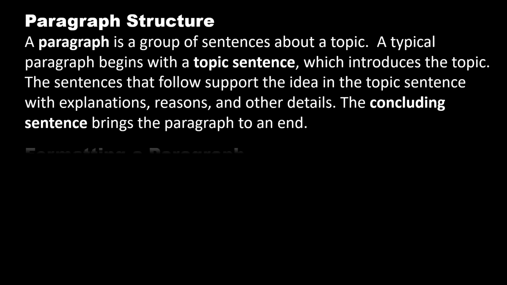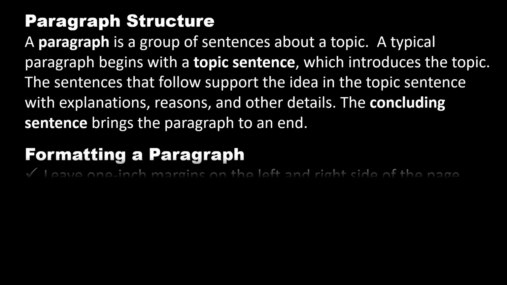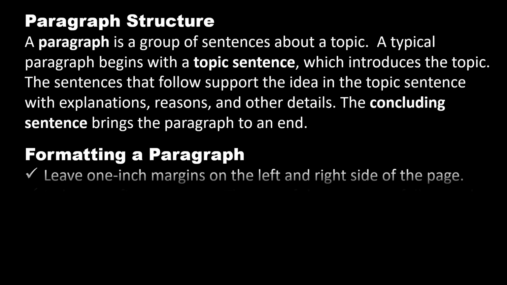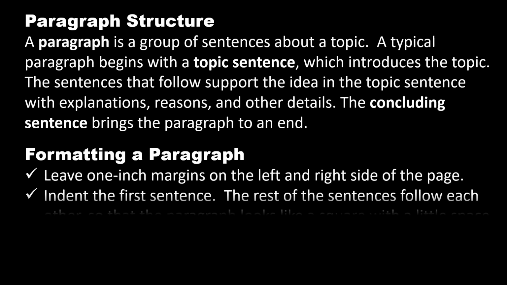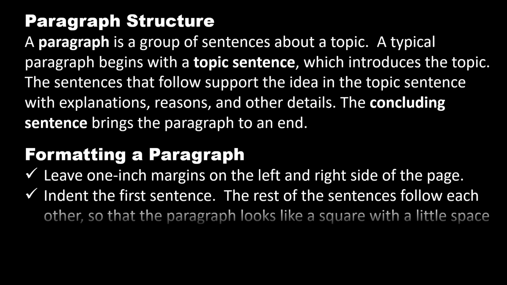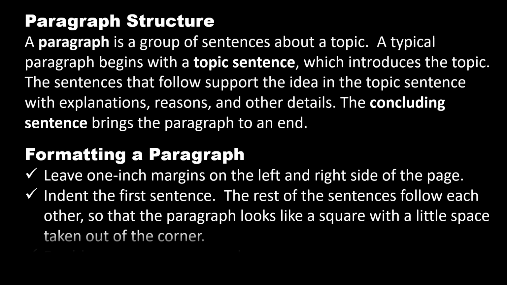Formatting a paragraph. Leave 1-inch margins on the left and right side of the page. Indent the first sentence. The rest of the sentences follow each other, so that the paragraph looks like a square with a little space taken out of the corner. Double space your paragraph.